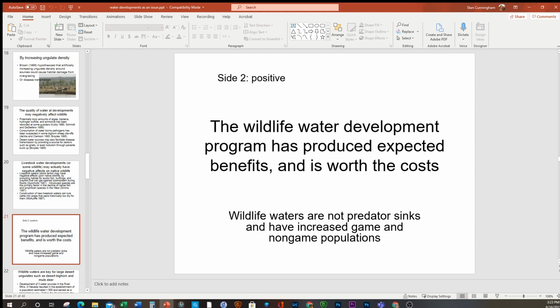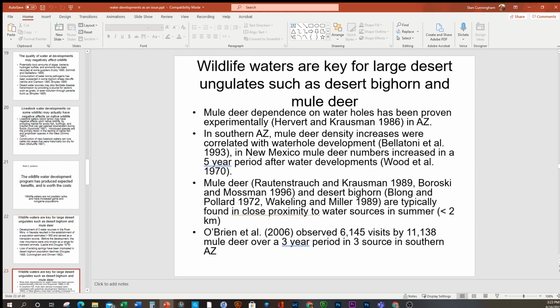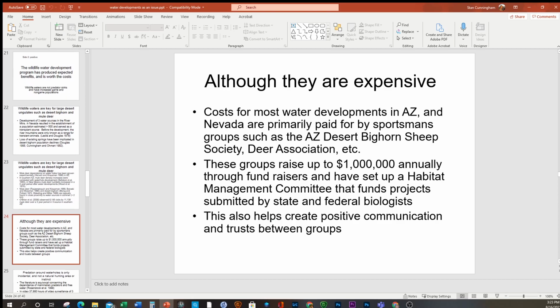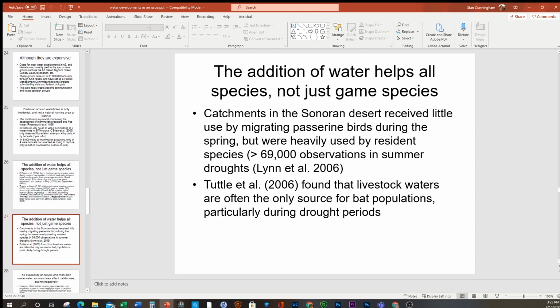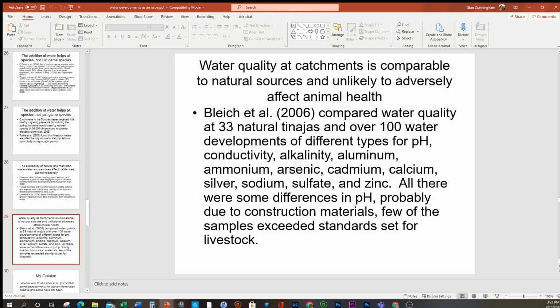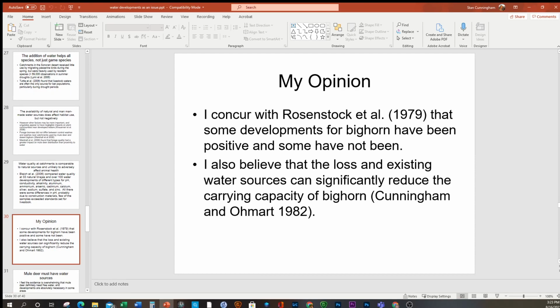And then side two, the Wildlife Water Development Program has produced expected benefits and are worth the cost. So here again are the comments and background and research that backed up this side. And then finally was my opinion.